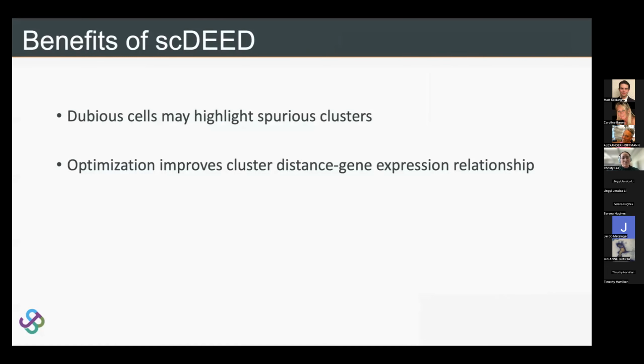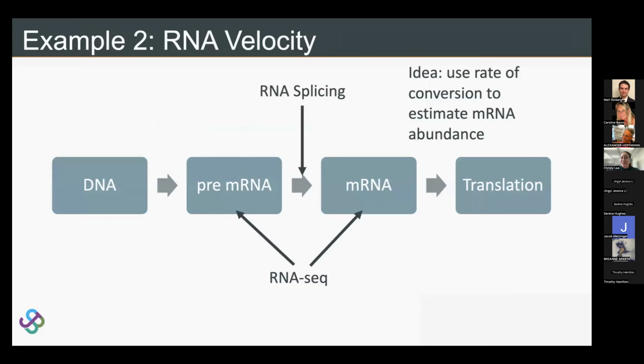For my second example, I'd like to talk about RNA velocity. As a brief review, to make proteins, we start with DNA, which is then transcribed into pre-mRNA. This pre-mRNA has to undergo RNA splicing before it can be used to make proteins. But RNA sequencing will actually pick up pre-mRNA, which is unspliced, and proper mRNA, which is spliced.